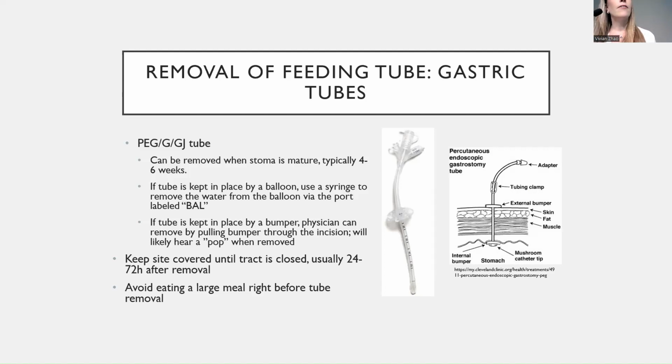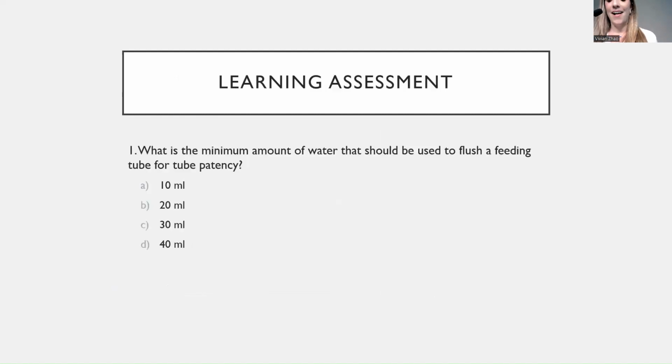Then keep the site covered until the tract is closed. Usually it's 24 to 72 hours after removal. I've had patients who've had their feeding tubes removed and 2 weeks later, they're still having some drainage from it. If that's the case, or if it's someone who's had their tube in for a while, you definitely want to monitor that. I always tell my patients to avoid eating a large meal right before having their G-tube removed, because we have seen gastric contents come out right afterwards. One patient had pancakes and eggs right before, and then we saw pancakes and eggs come out of the feeding tube site. So, not pretty.